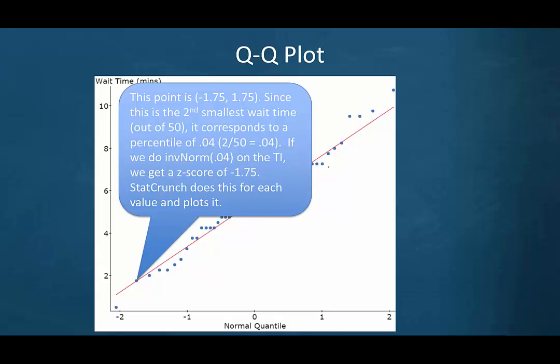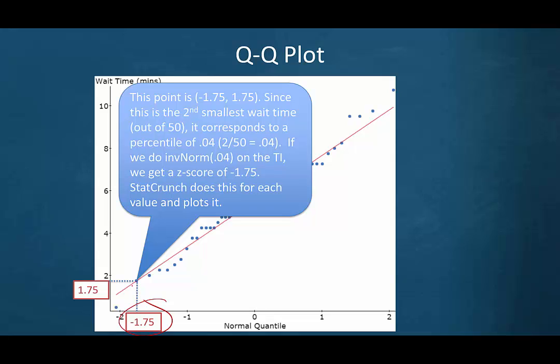I wanted to show you here how one value is computed. We have one value here at negative 1.75, and this one happens to be positive 1.75. This is the second smallest wait time out of 50, so it corresponds to a percentile of about 0.04. If we do the inverse norm of 0.04 on the TI, we get a z-score of negative 1.75. That's where this negative 1.75 comes from.